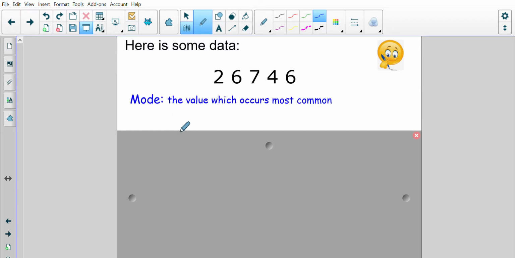The mode of the data set is the value which occurs most often. So we can see here that the mode is 6 because 6 occurs twice.